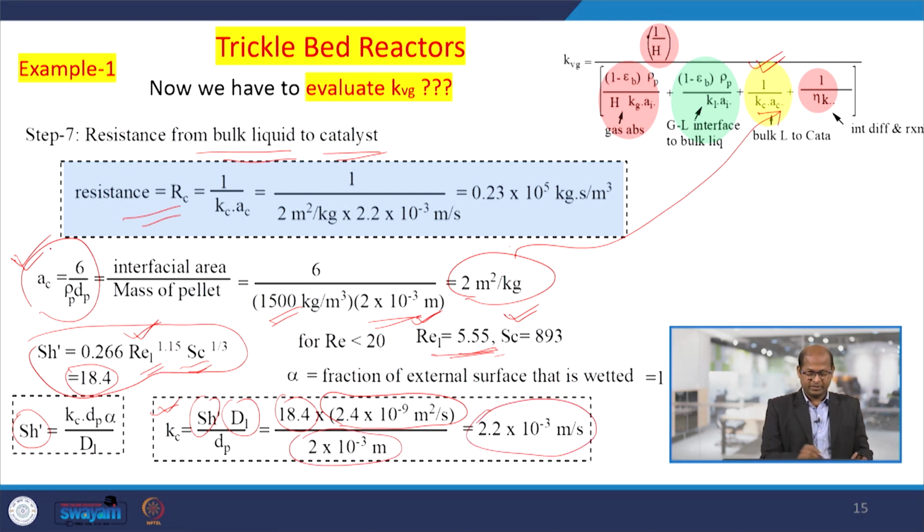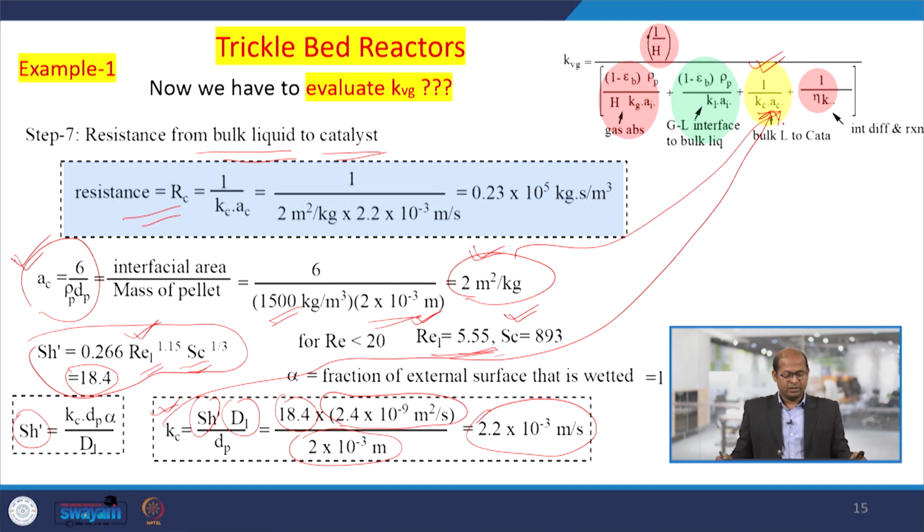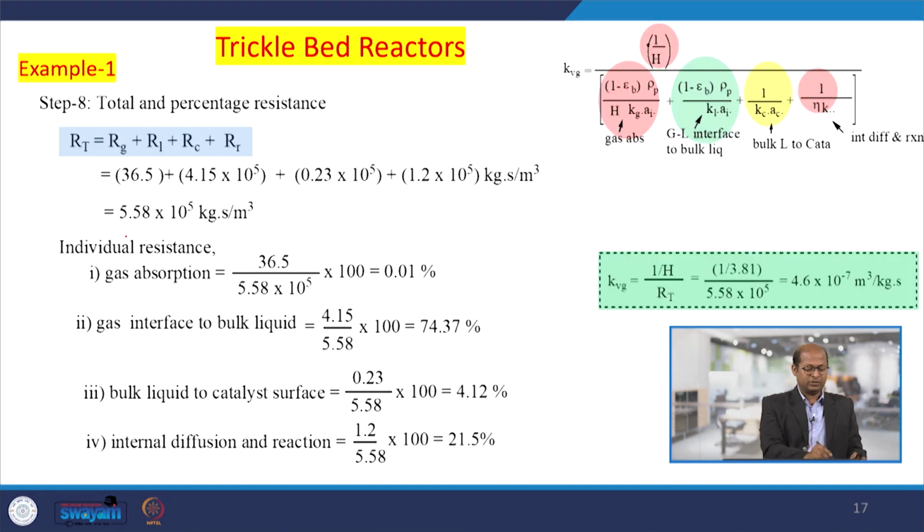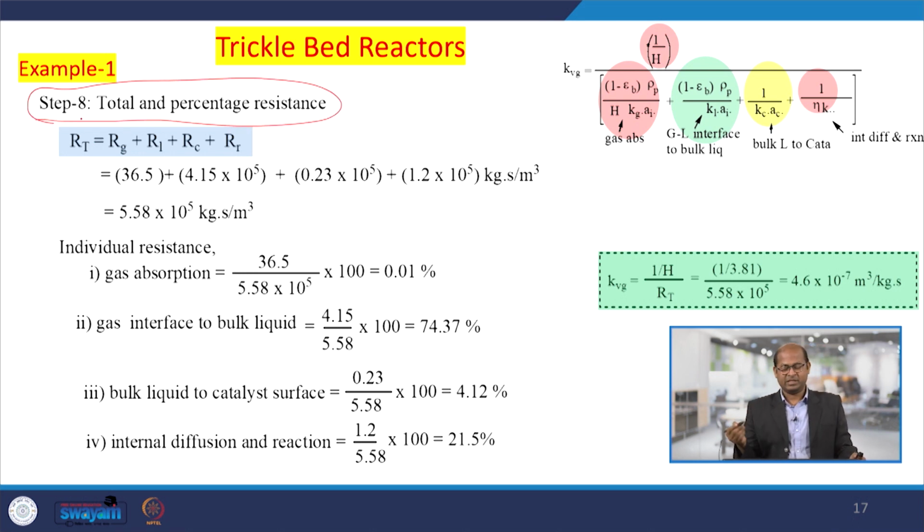So, we know the Ac value is this and the Kc value is this. Both Ac and Kc we can substitute here. Then, with Ac and Kc substituted, the resistance due to component A transferring from the bulk liquid to the catalyst surface we can find out easily. So, we have found the individual resistance. Now see the total step, that is the total resistance and percent resistance that you have to calculate.